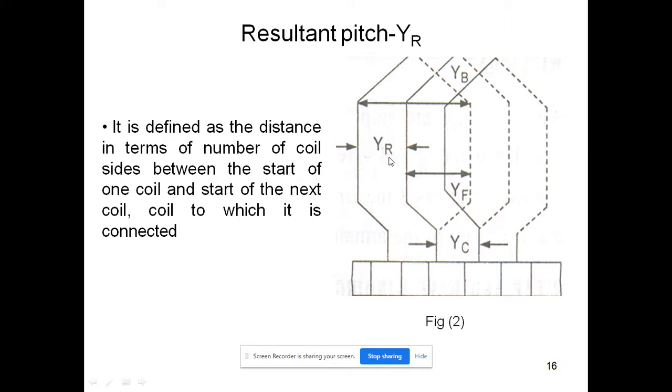YR is nothing but the distance in terms of coil sides between the start of one coil and the start of the next coil. This is the start of one coil, and this is the start of the next coil, and the distance between these is called the resultant pitch.